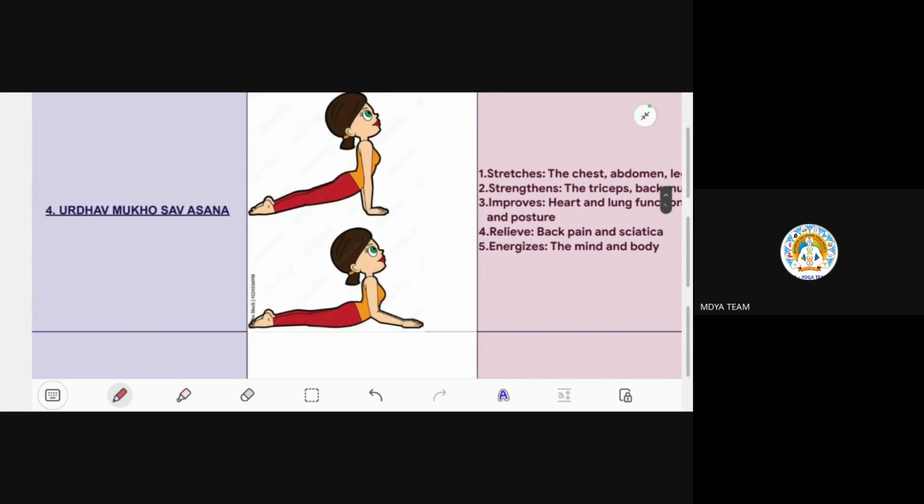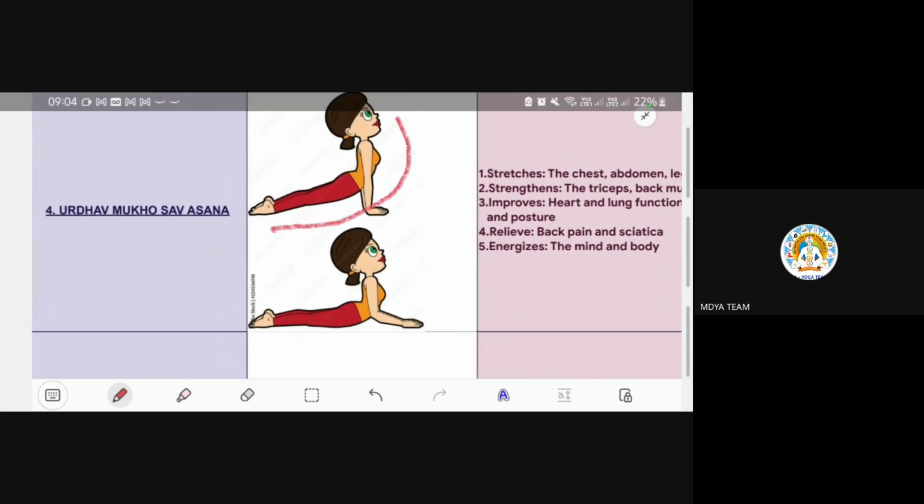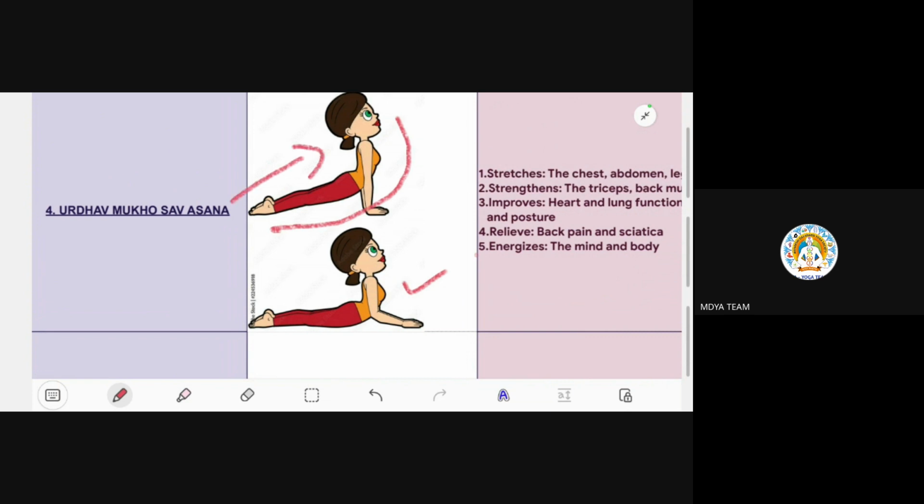Urdhva Mukha Svanasana. It is quite like the snake pose, Bhujangasana. This is the Bhujangasana, but the Urdhva Mukha Asana is where the whole body is lifted, and only the toes and hands are on the floor. The whole of the body is now in the air. It is not touching the ground. The whole body is not touching the ground.